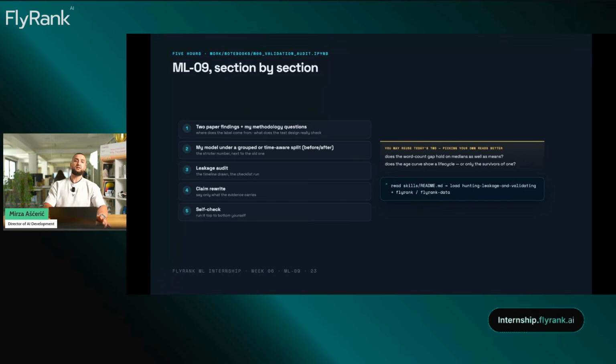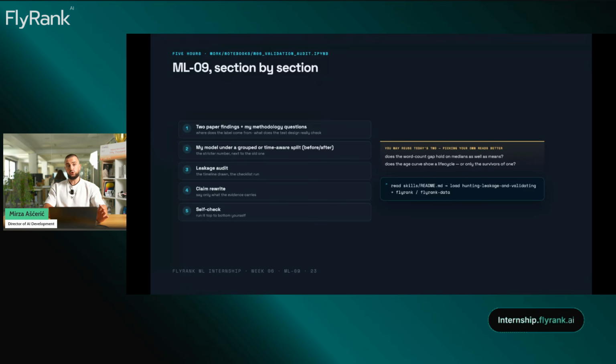What did that paper find? How did they get their information? What did their tests really show? You can use examples from today or find your own in the paper. So for example, you can ask if the number of words changes in the middle, not just the average. You can also ask if the age of things shows a full life or just the ones that lasted.